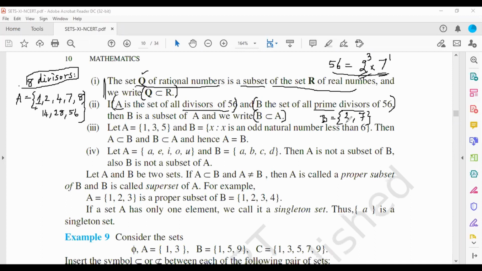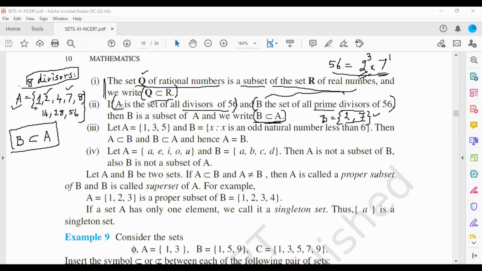Now can you see that 2 and 7 are already present in A? So the complete set B is present inside A. So B is a subset of A. That's what is mentioned here. In case you are not able to understand the set builder form given here, make the roster form. List all the divisors of 56, there must be 8 of them. Make a list, then you understand which is a subset of which one.